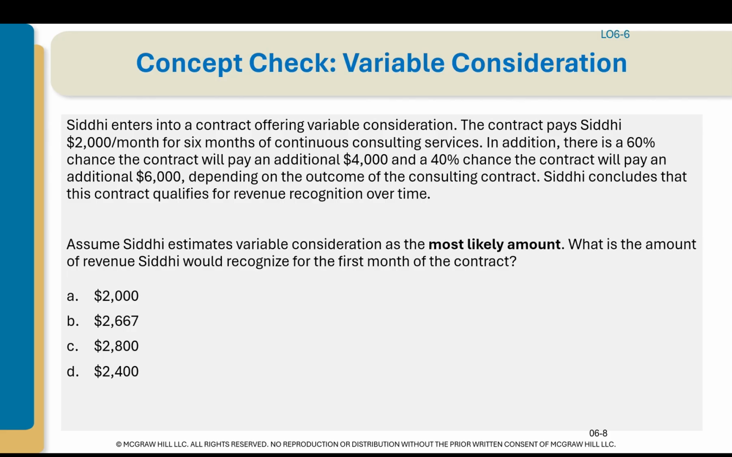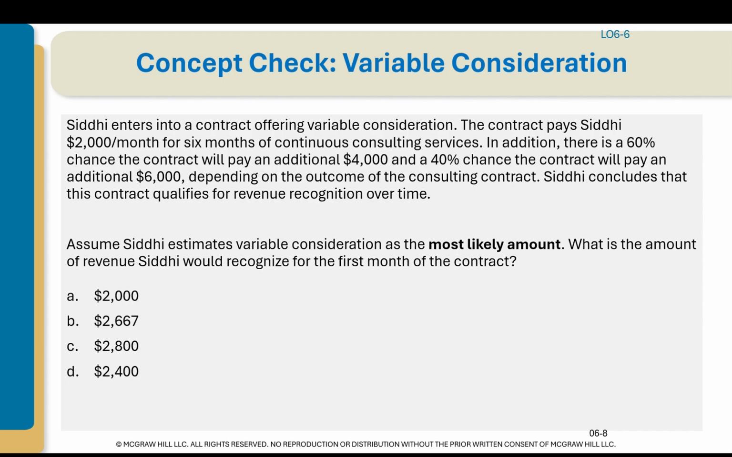Next, Citi enters into a contract offering variable consideration. The contract pays Citi $2,000 a month for 6 months of continuous consulting services. In addition, there's a 60% chance the contract will pay an additional $4,000 and a 40% chance the contract will pay an additional $6,000, depending on the outcome of the contract. Assume the company estimates variable consideration as the most likely amount. Most likely amount means that Citi is going to expect to get the $2,000 for 6 months and the $4,000 for the bonus on the contract.